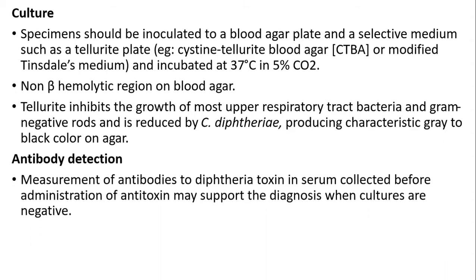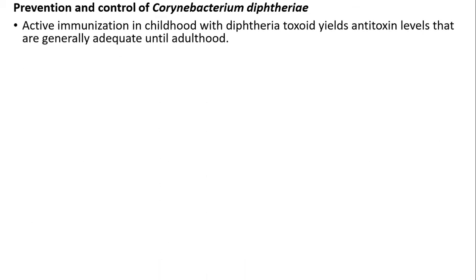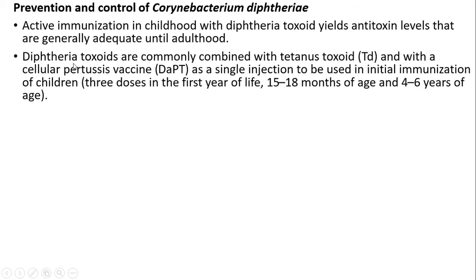Antibody detection: measurement of antibodies to diphtheria toxin in serum collected before administration of antitoxin may support the diagnosis when cultures are negative. The prevention and control of Corynebacterium diphtheriae is by active immunization in childhood, and diphtheria toxoid yields antitoxin levels that are generally adequate until adulthood. The diphtheria toxoids are commonly combined with tetanus toxoid and acellular pertussis vaccine as a single injection used in the initial immunization of children.